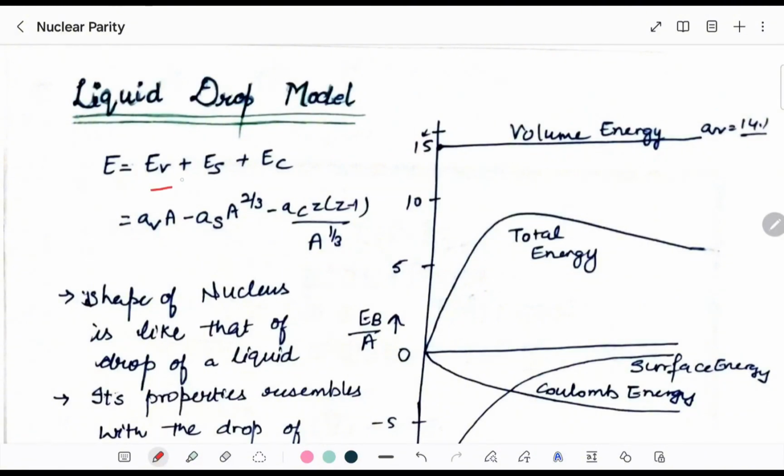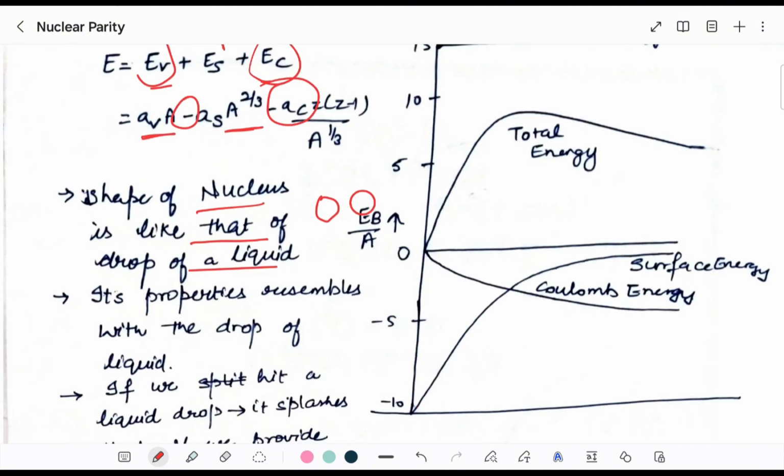That is, the first one is a volume energy term, the second is a surface energy term, and the third is a Coulomb energy term. The volume energy term is directly proportional to A, and the surface energy is directly proportional to A raised to power 2 by 3, but with a negative sign. The Coulomb energy term is directly proportional to Z into Z minus 1 upon A raised to power 1 by 3, with a minus sign.